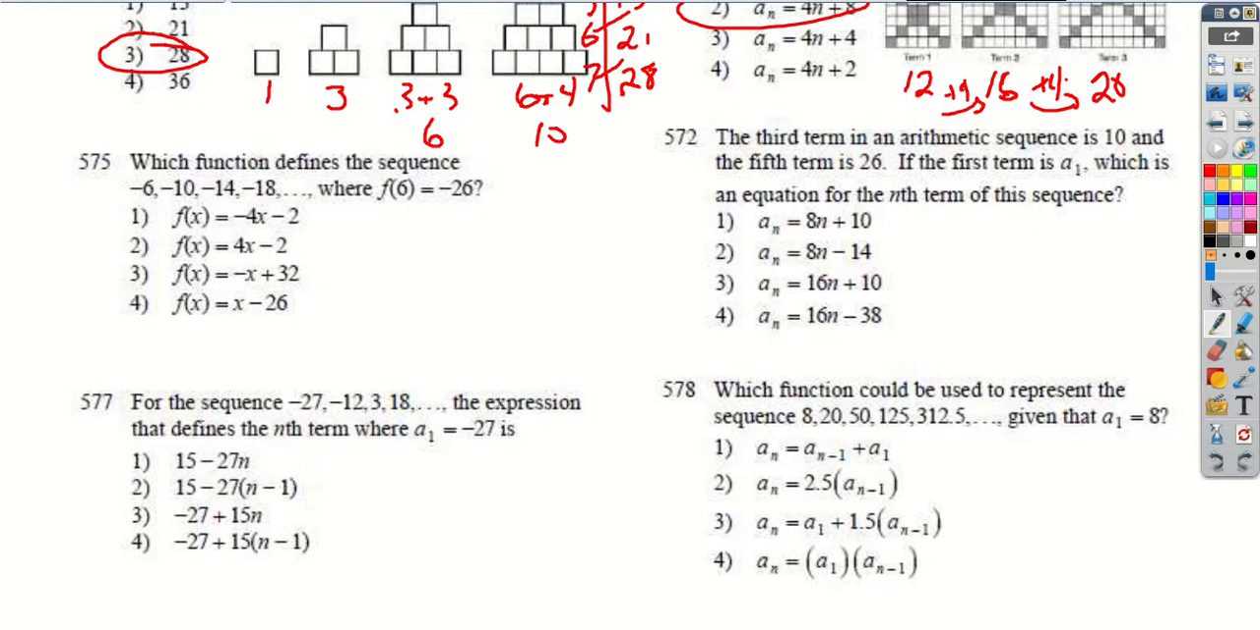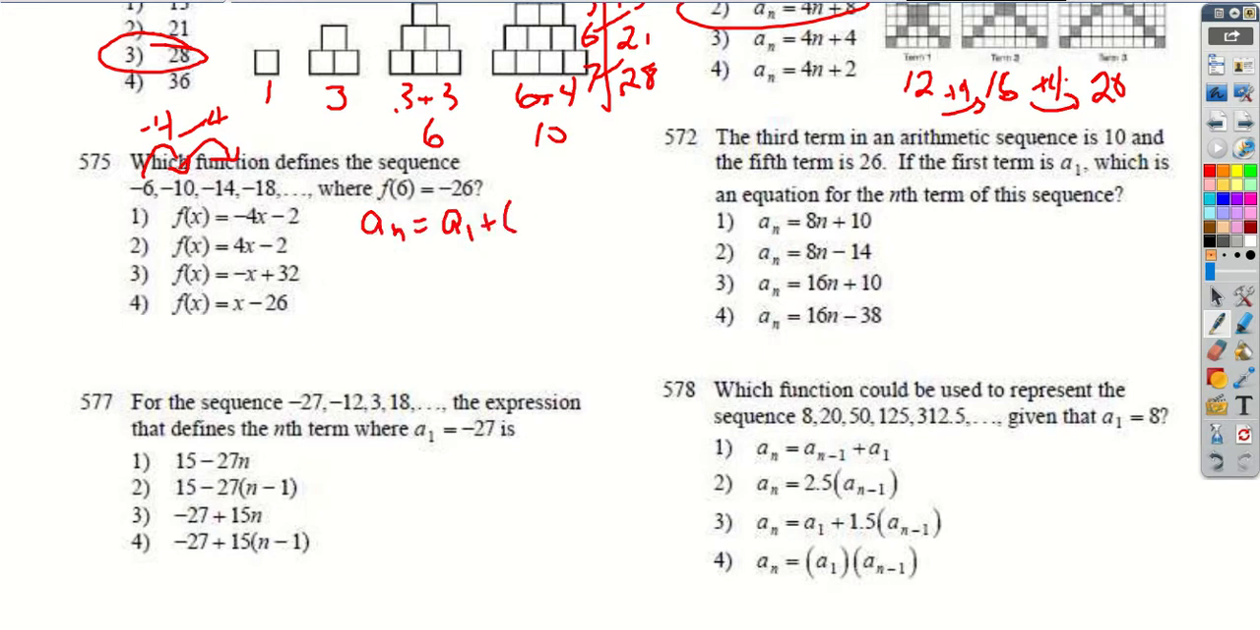Which function defines the sequence? F of 6 is negative 26. So first of all, how are we getting from one term to the next? So we're going from 10 to negative 6. Negative 6 to negative 10 is down 4. We're going down 4 again. So we know this is arithmetic. So it's going to follow that same sequence, right?